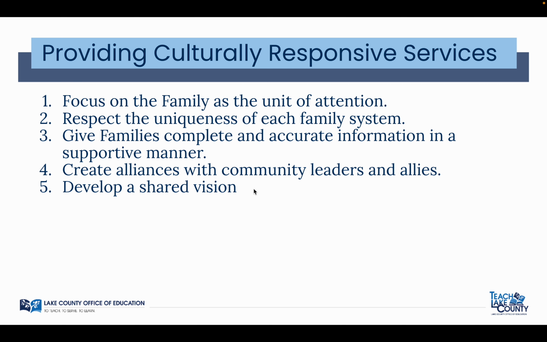So when we talk about family, one of the big things is that there are families of all different cultures, and we should always be very responsive to the different cultures that we work with. So focus on the family as a unit of attention, respect the uniqueness of each family system, give families complete and accurate information in a supportive manner, create alliances with community leaders and allies, and develop a shared vision.